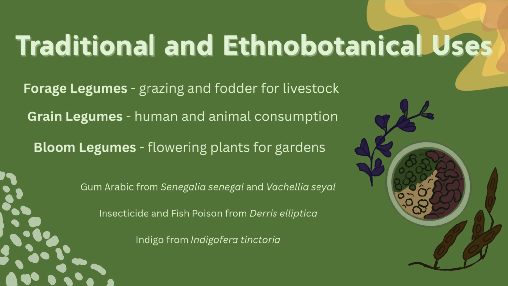And then we have products that are created by the Fabaceae family. So we have Arabic gum, which is used in food, cosmetics, pharmaceuticals, and paint as a thickener and emulsifier. And it also is a gum, so you can chew on it. And this is created by Senegalia senegal and Vachellia seyal. And then we have insecticide and fish poison, which is created by Derris elliptica. And then we have indigo, which is created by Indigofera tinctoria.